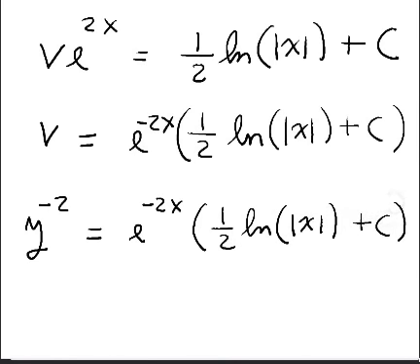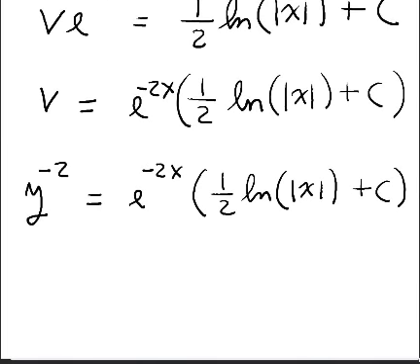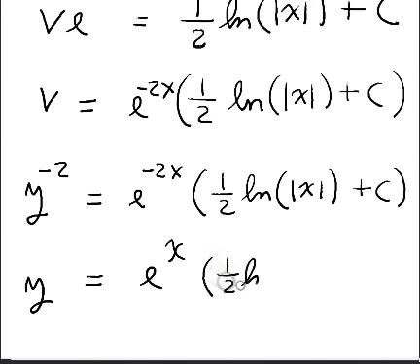Now raising this to the negative 1/2 power, by the exponent laws we see that y is equal to e to the x times 1/2 natural logarithm of the absolute value of x plus c, all to the negative 1/2.